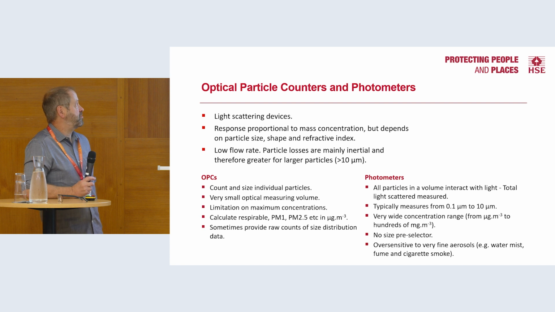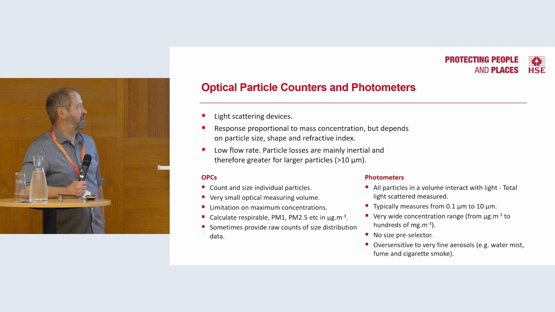There are two main types. There's an optical particle counter, which counts and sizes individual particles. They have very small optical measuring volumes, and the limitation is the maximum concentration they can measure. However, they do have the advantage in that you can get various size characteristics from them, PM2.5, etc., because you can actually look at the raw size distribution data.